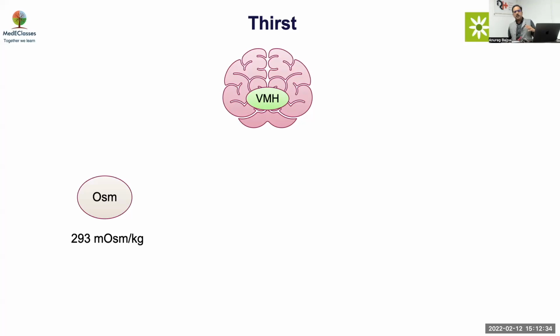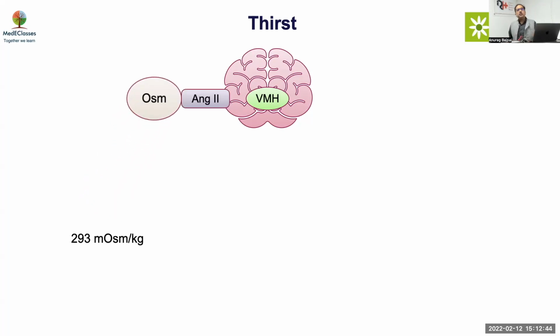Now, as the osmolality goes above 293, the body will say, okay, there's some problem, I would need to drink water. Now, this osmolality will then act through angiotensin 2. Now, we have discussed that angiotensin 2 increases blood pressure by increasing the aldosterone level, by having a direct effect on the vasoconstriction, and by having an effect also at the level of this thirst mechanism. So it's trying everything to build your amount of water in the body. Now, this will cause increased thirst.